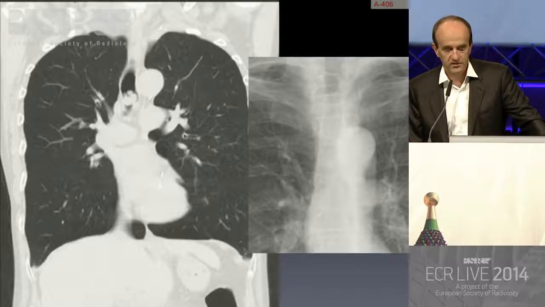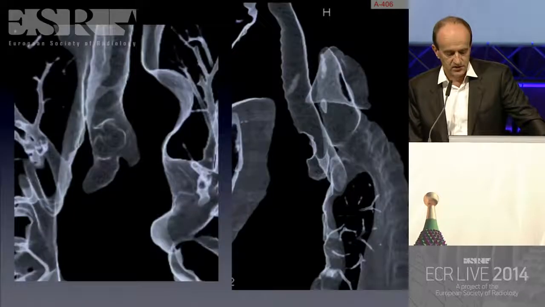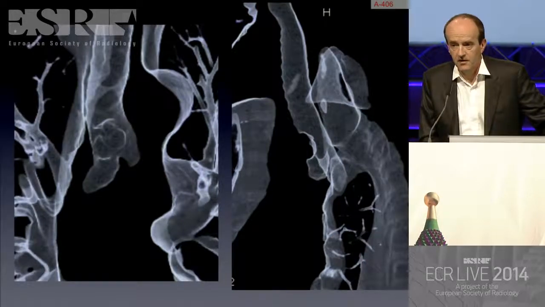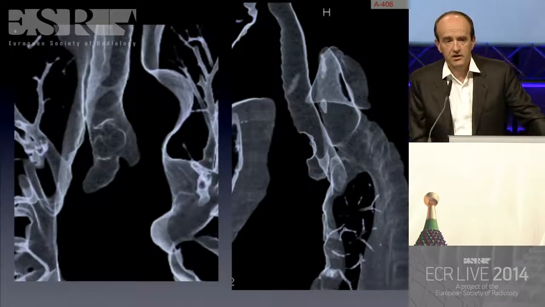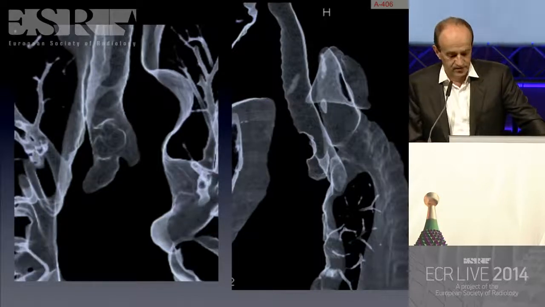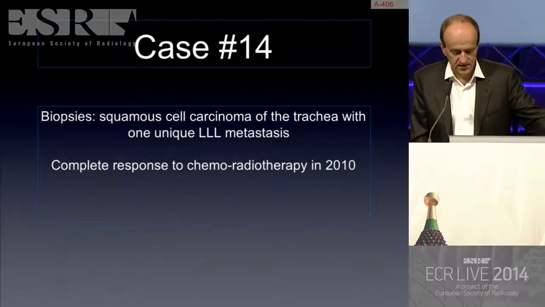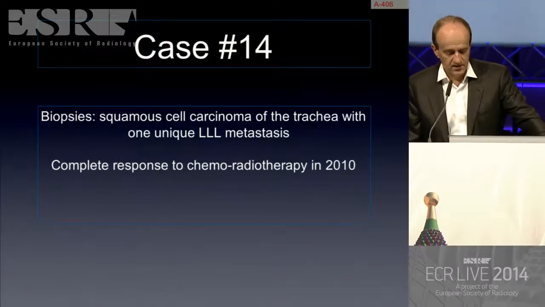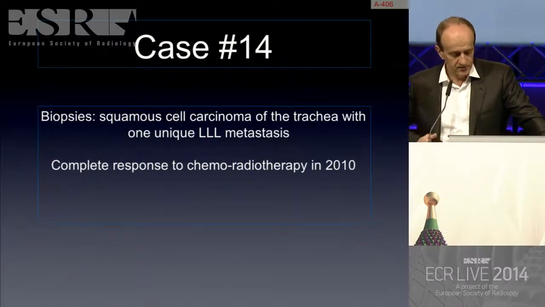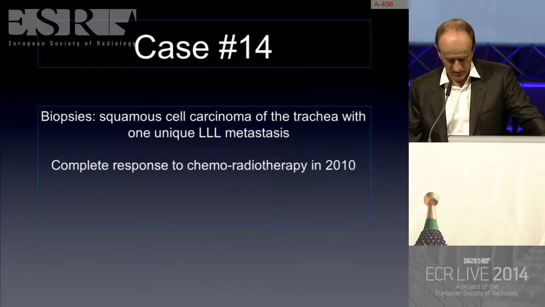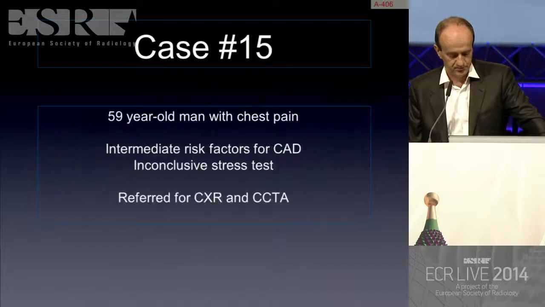This lesion was biopsied and was a squamous cell carcinoma of the trachea. The nodule was the unique PET active lesion, was also biopsied, and it was a metastasis. And the patient had a complete response to therapy the year after, for the squamous cell carcinoma of the trachea with one metastasis in the left lower lobe.